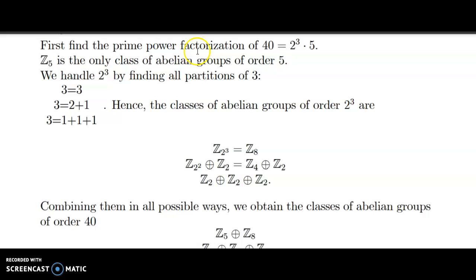First, write the prime power factorization of 40. It is 2 cubed times 5. And then consider the different prime powers that appear. 5 is 5 to the first, so there is only 1. Because it is a prime, there is only one abelian group of order 5. This is Z5. It is cyclic.